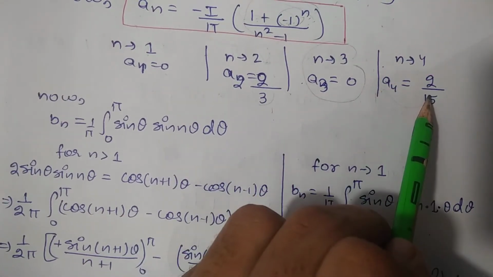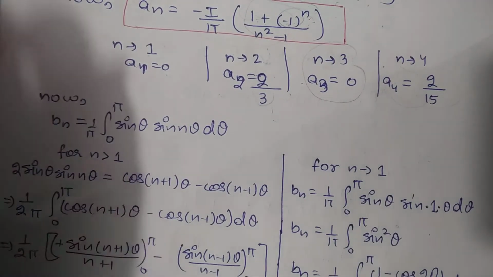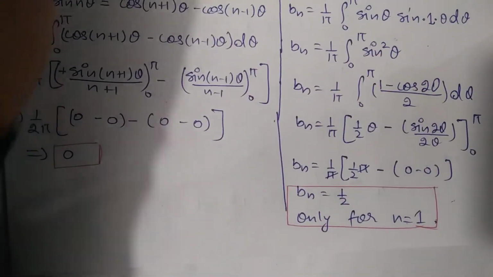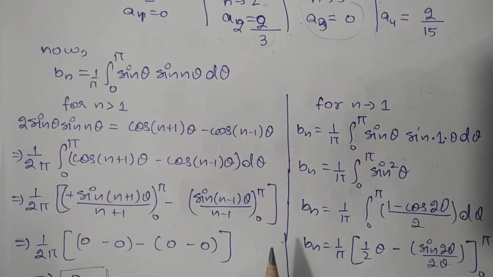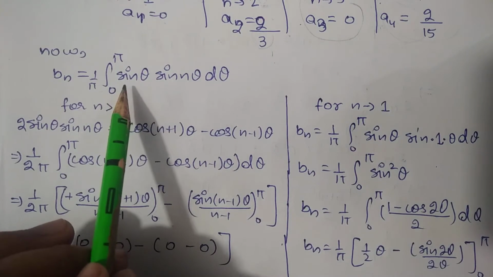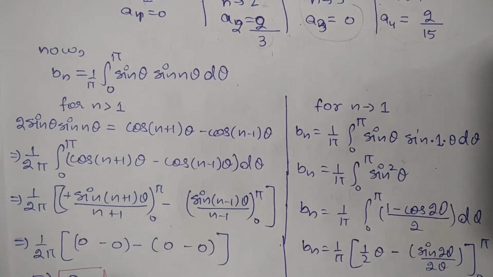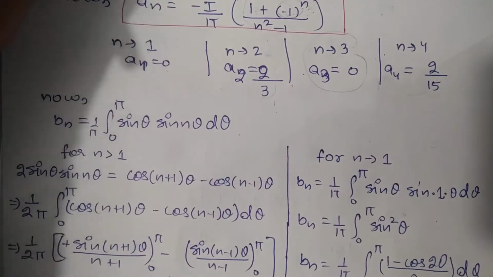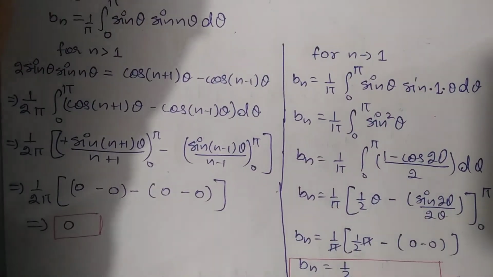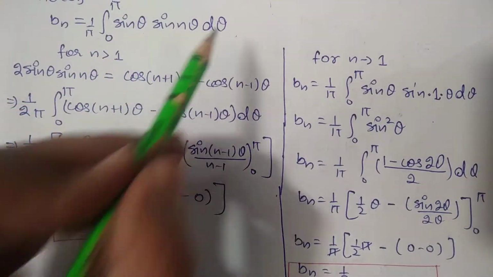If I put n equals 4, this term will be just like that. Now it's time to calculate Bn. I am going to calculate Bn by a similar method, that is, the integral of sin theta times sin n theta d theta, as we generally know the formula to calculate the value of Bn, that is sin theta function dot sin n theta d theta.